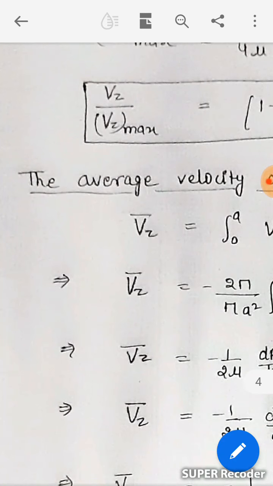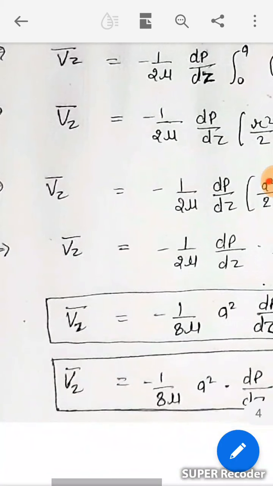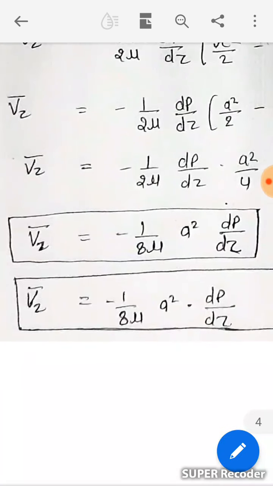So the average velocity over a cross section is given by Vz bar is equal to integration 0 to a of Vz into 2 pi r upon pi a square into dr. Solving it we get Vz bar is equal to minus 1 by 8 mu a square into dp by dz, or Vz bar is equal to Vz maximum by 2. This result is known as flow through a circular pipe, and this is applied in many scientific and industrial research. Thank you.